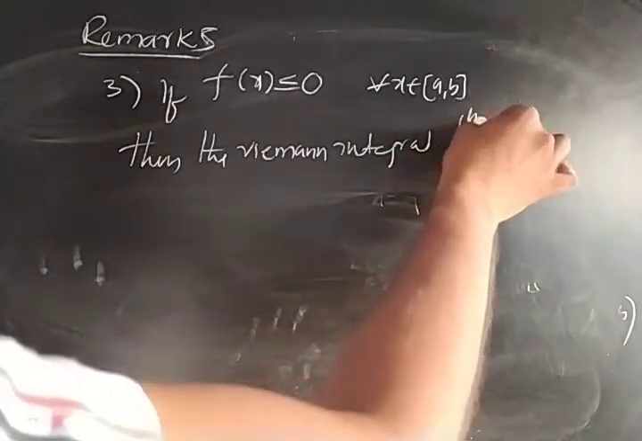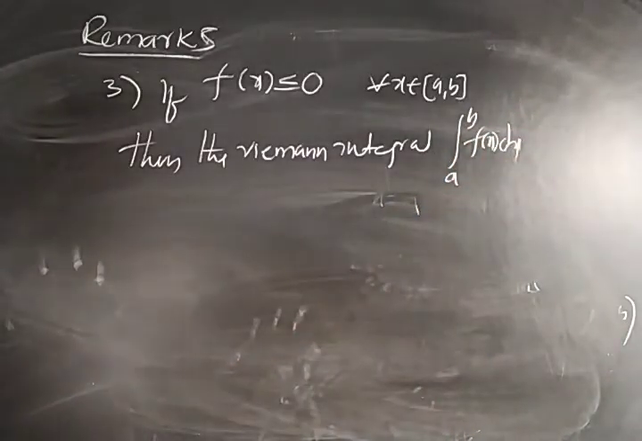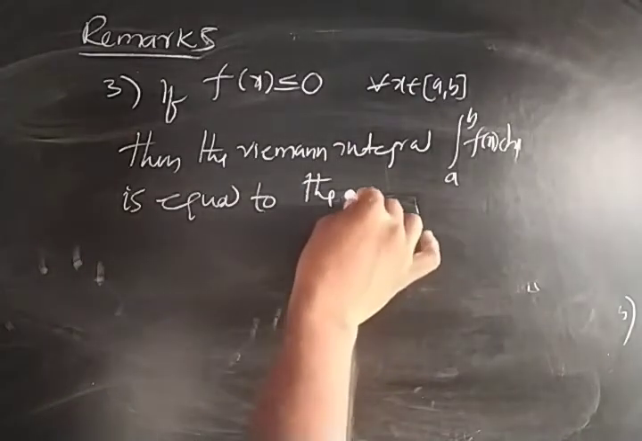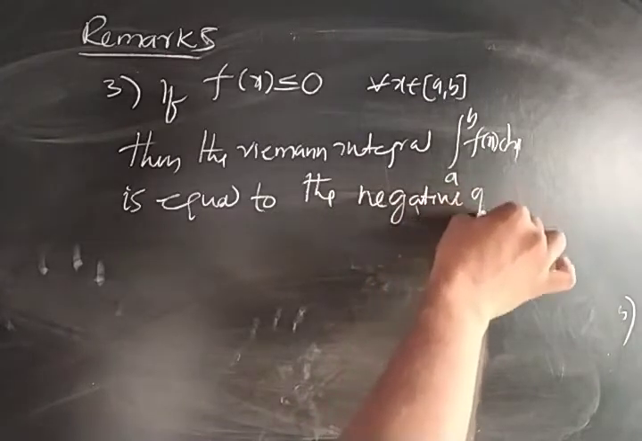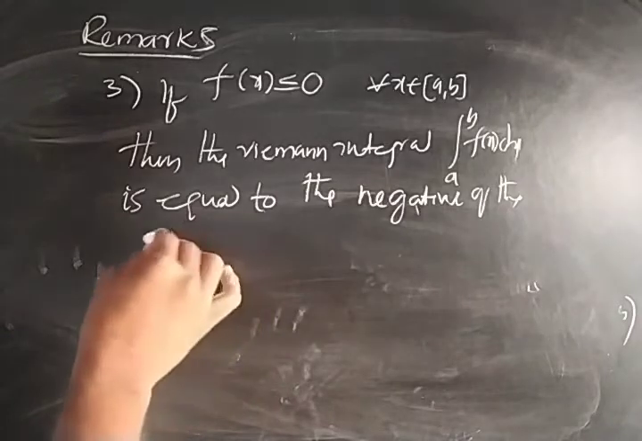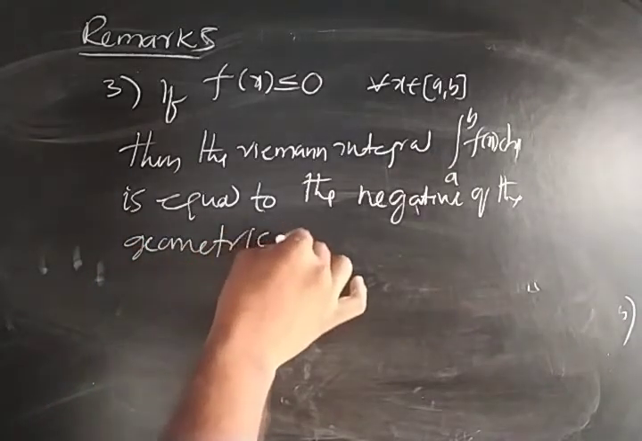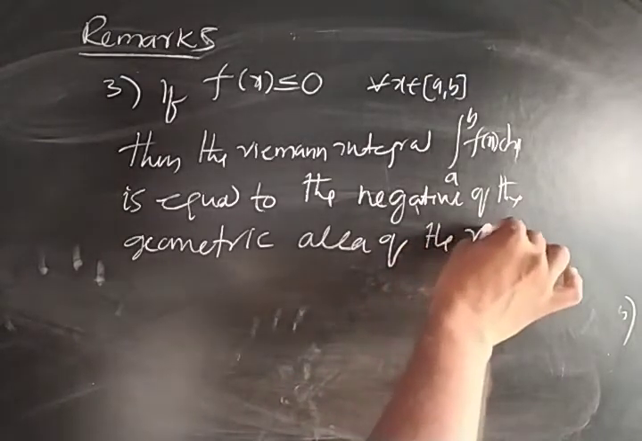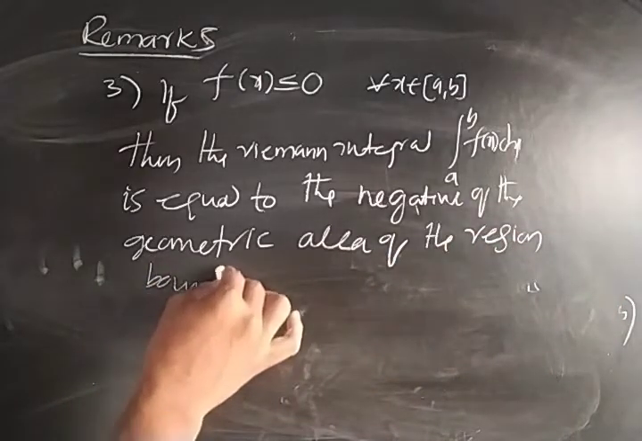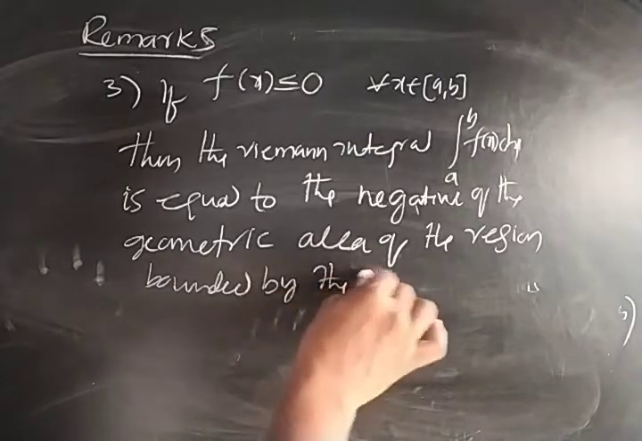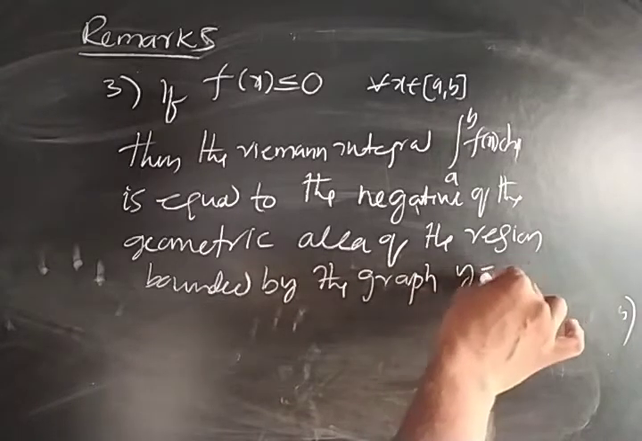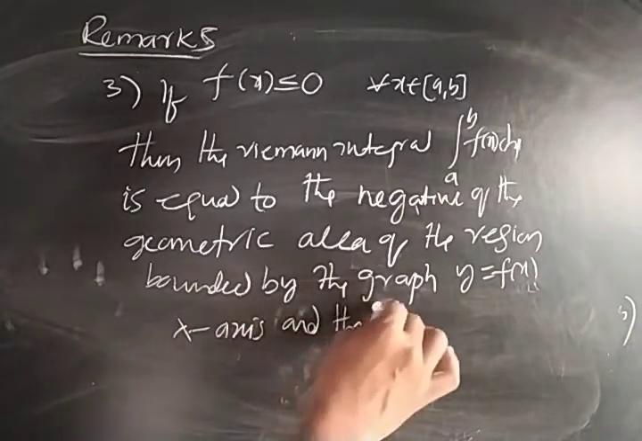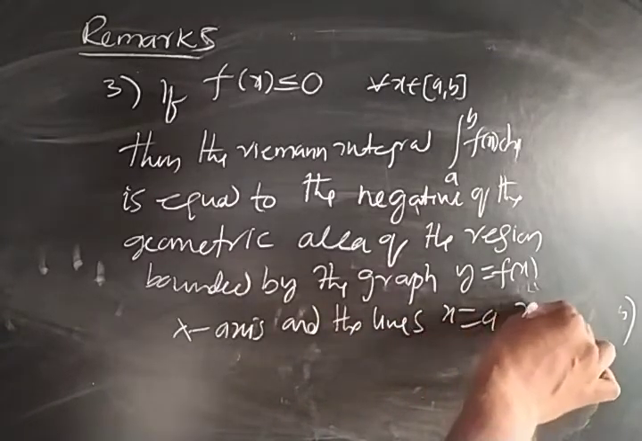The integral from a to b of f of x dx is equal to the negative of the geometric area of the region bounded by the graph y equal to f of x, the x-axis, and the lines x equal to a, x equal to b.